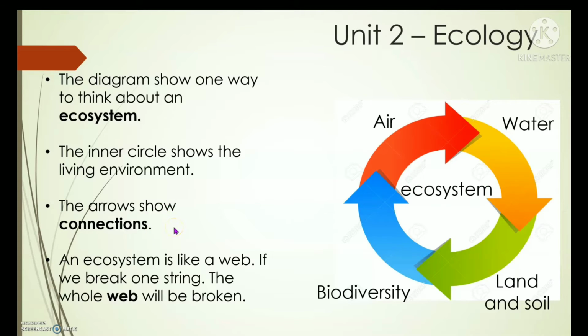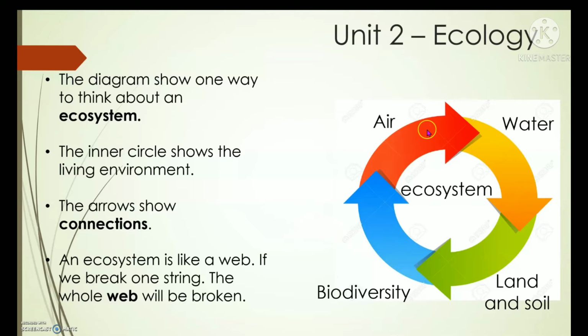Next, the arrow shows connection. So the arrow right here shows that they are linked with each other. They have a relationship. Next, an ecosystem is like a web. If we break one string, the whole web will be broken.